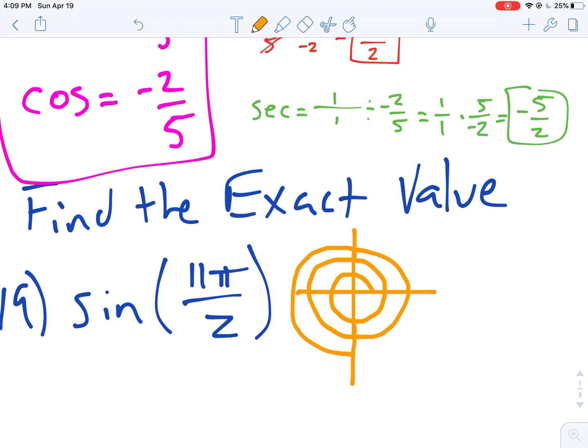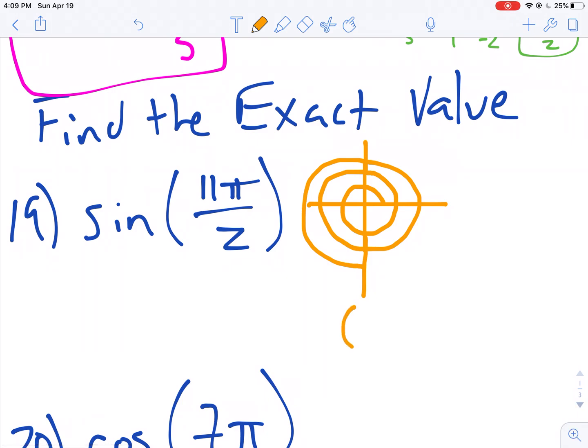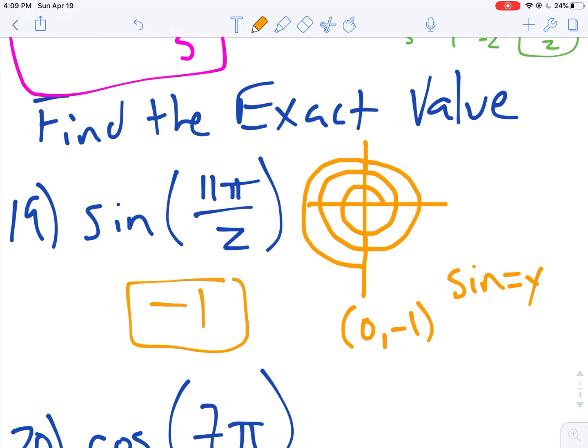So now I'm terminating here, and I know that I'm looking at the point (0, -1). Well, I'm on the unit circle, so my sine is equal to my y value. So in this case, this is -1, and I stop there.